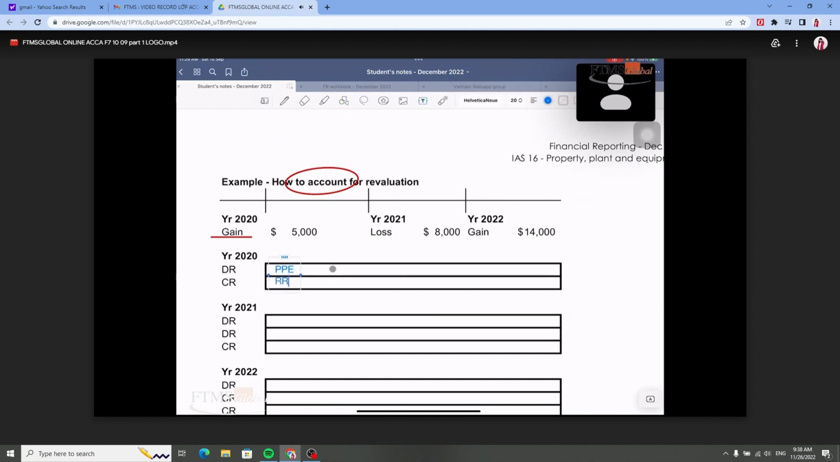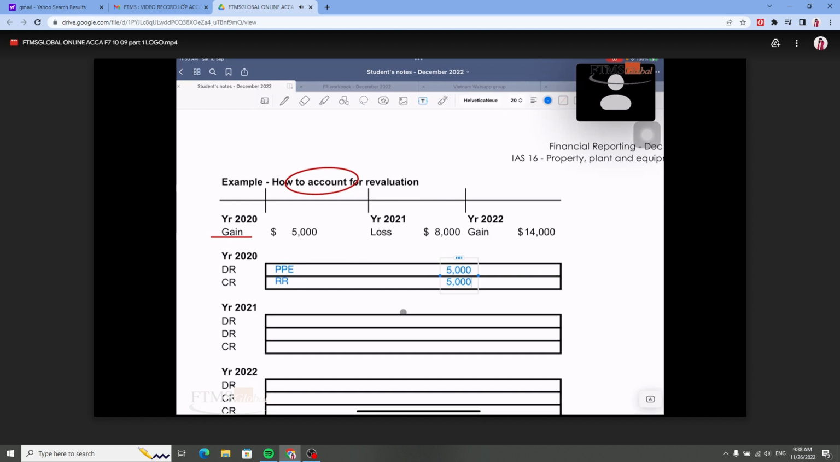Of course the amount is 5,000. No dispute. Very easy.